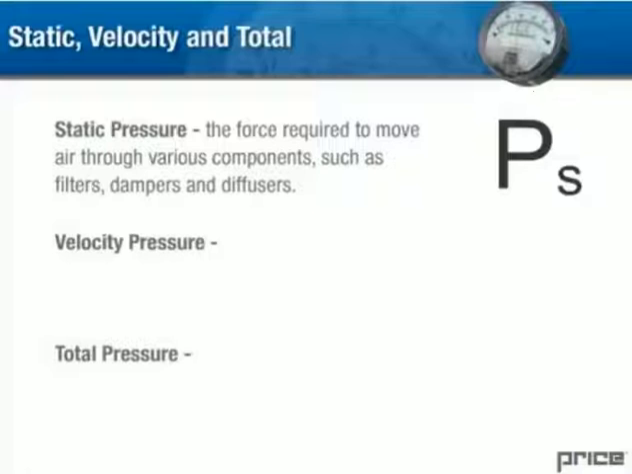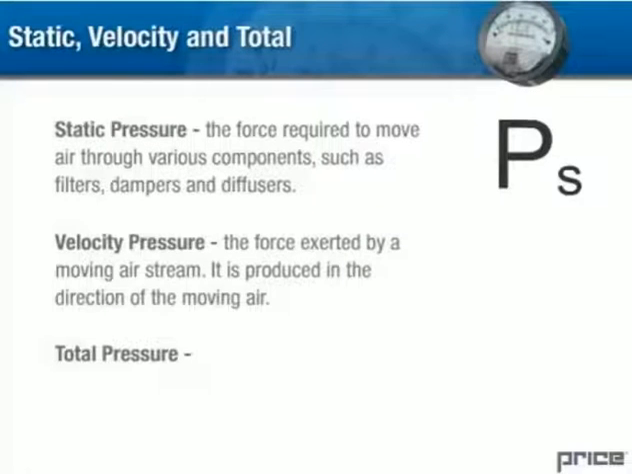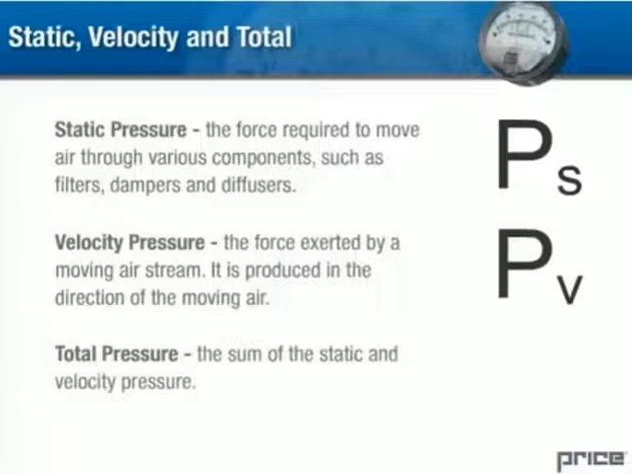static pressure. Velocity pressure is the force exerted by a moving air stream. It is produced in the direction of the moving air. When we deal with velocity pressure in tables and equations, we often use the notation P sub V. Total pressure is the sum of static and velocity pressure. We use the notation P sub T to stand for total pressure in tables and equations.